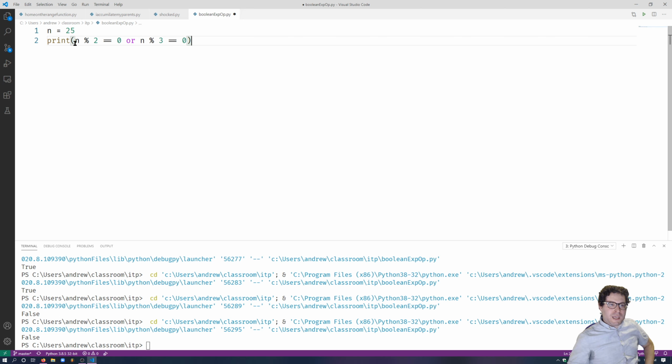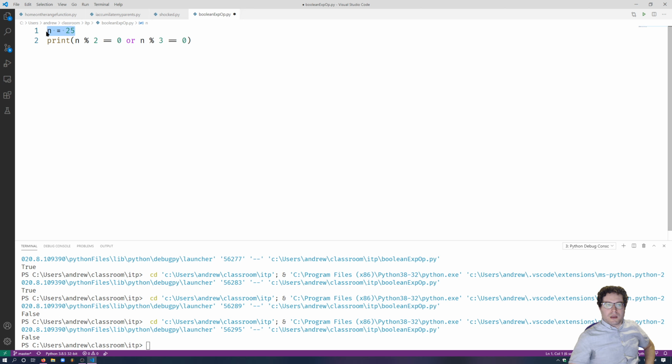So if n mod 2, what is n mod 2? It is the remainder if we divide n by 2. What's the remainder when we divide 25 by 2? The remainder is 1, right? It can only be 0 or 1 if you mod by 2. It's not an even number, so we're going to have 1 left over. So this statement is false, right? Because n mod 2 is not equal to 0. It's 1.